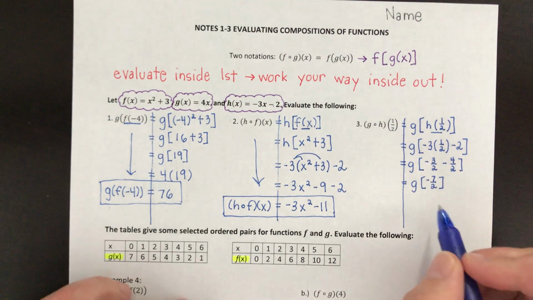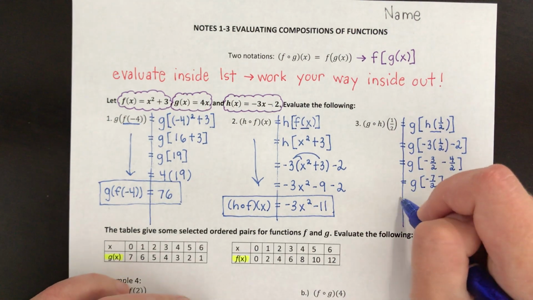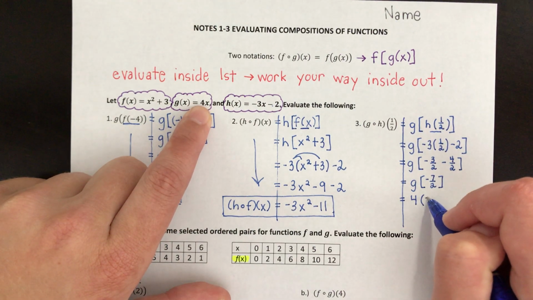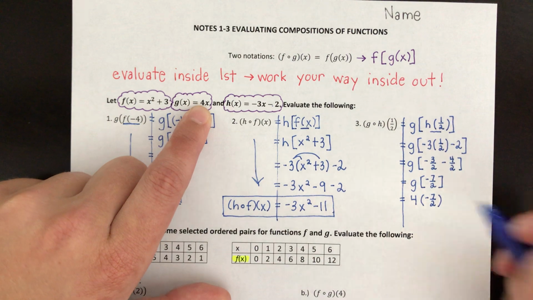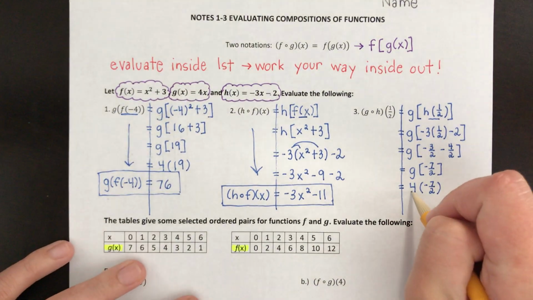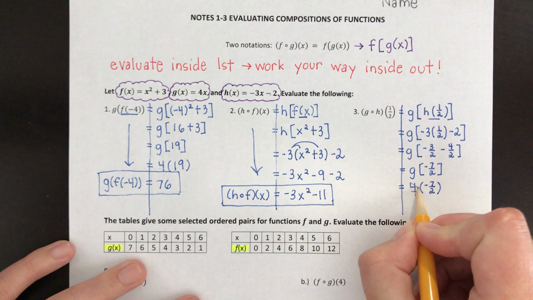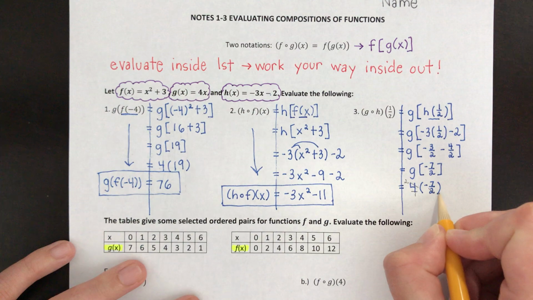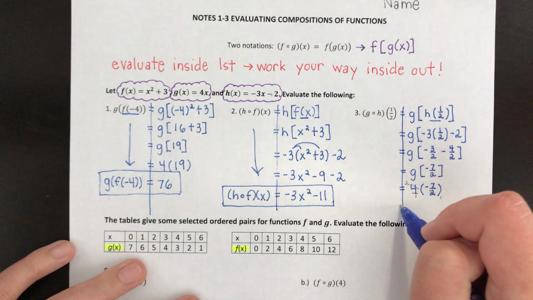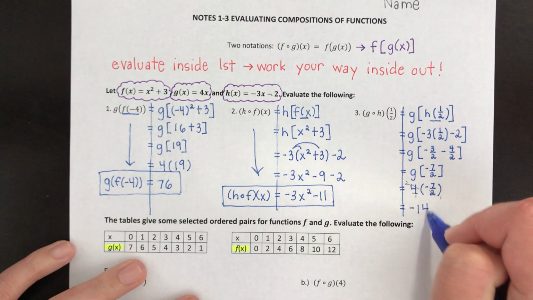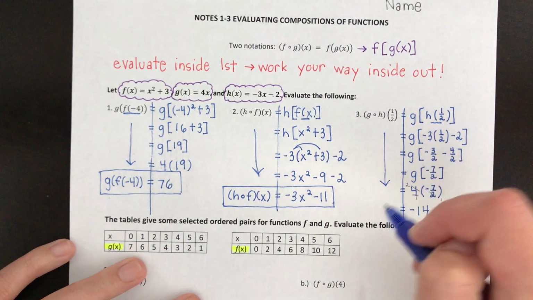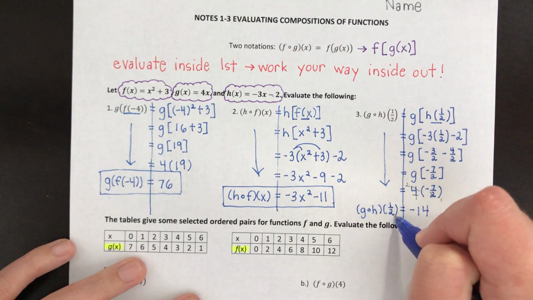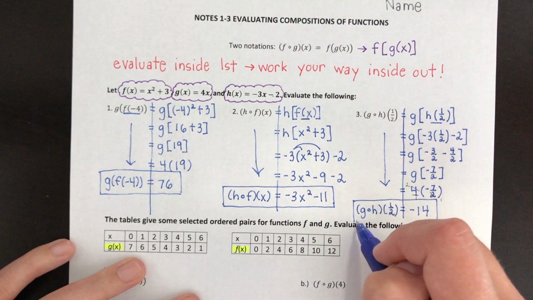And now that I've got a single value and I've simplified as much as possible, I'm going to find the G function, which is 4 times X, and where I see X, I'm plugging in -7/2. Now remember, this is like 4 over 1. So this 4 and this 2 can simplify, because that's top to bottom. So this would become 2 and this would become 1. So then I'd have -14, wouldn't I? So then G composed of H of 1/2 equals -14.